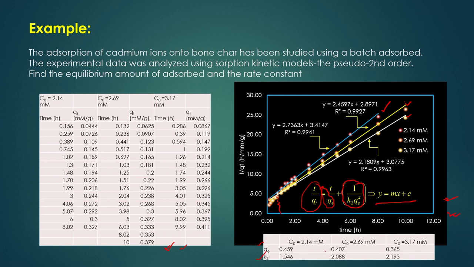K2 values. After calculation, the Qe and K2 values are given for the respective initial concentrations C0 of 2.14, 2.69 and 3.17 millimole. You will see that if you increase the initial concentration, the equilibrium value is decreasing, whereas the rate constant is increasing in order.